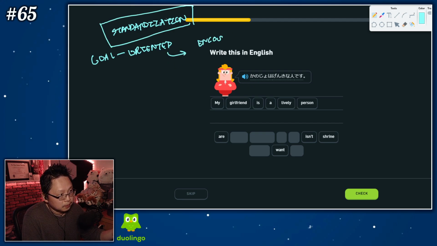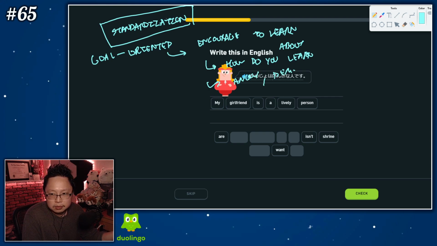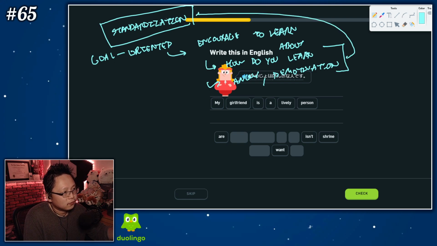Encourage them to learn about themselves. How do you learn right now? What makes you angry about learning? What demotivates you about learning? The more of these answers you can answer, you're going to find your standard. And then you can take that standard and find the person that matches your needs.